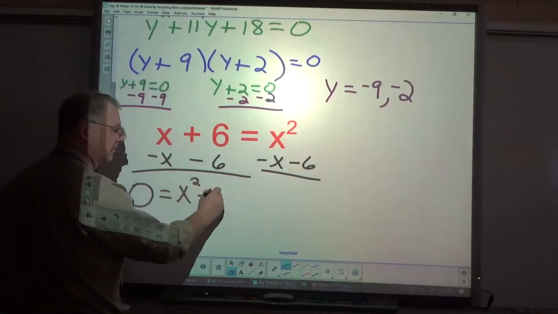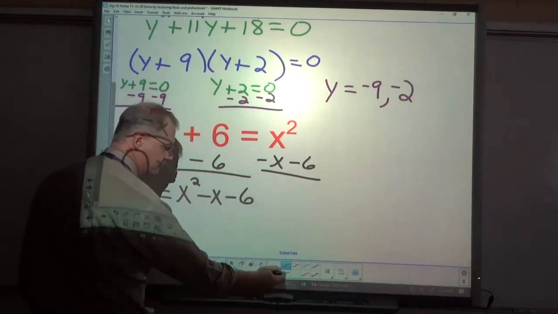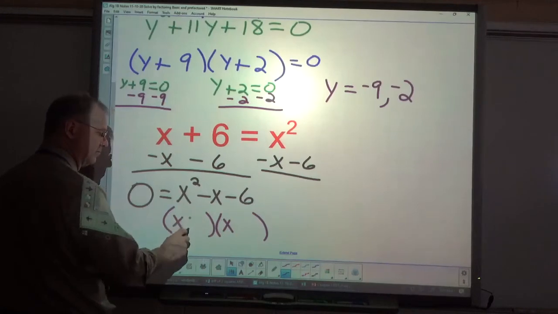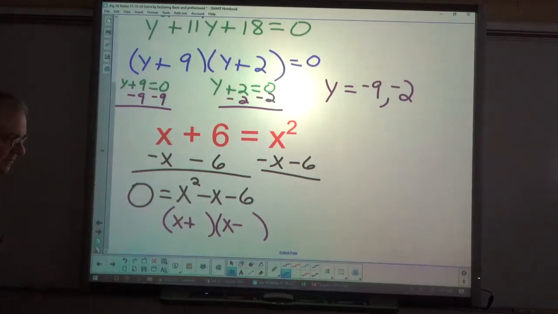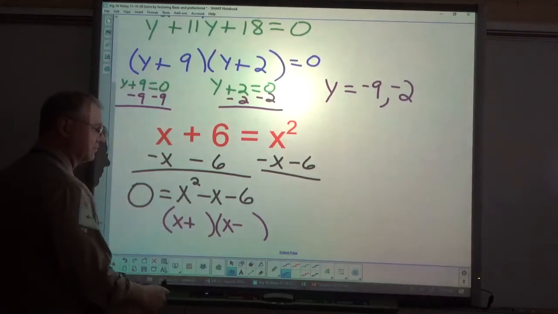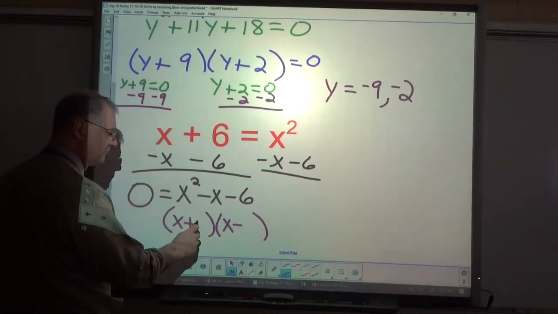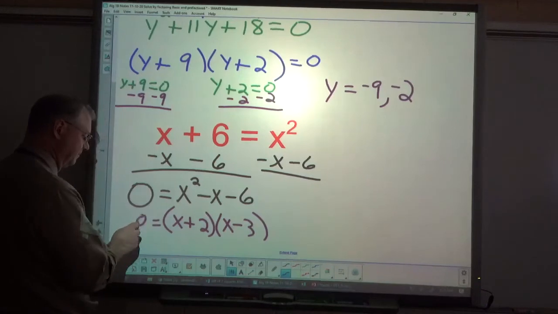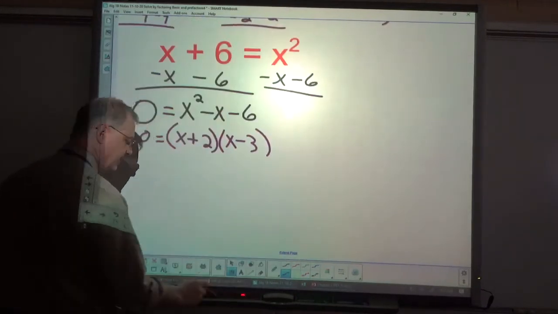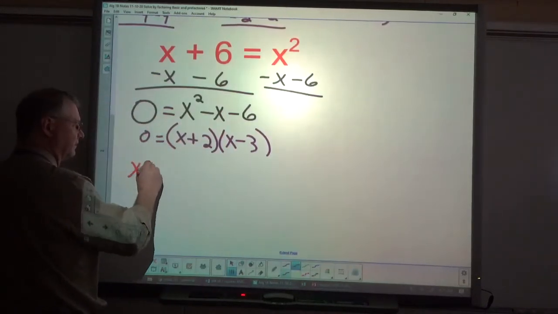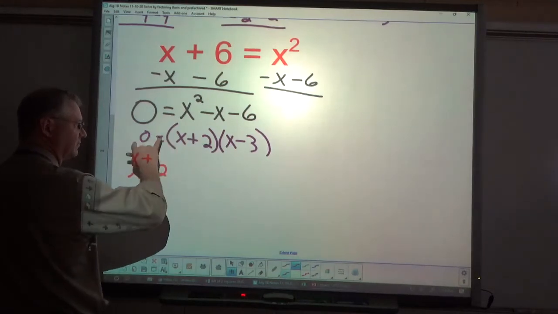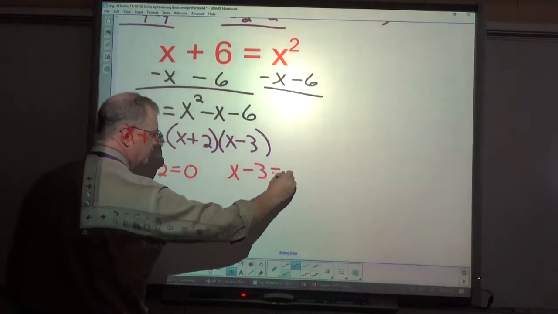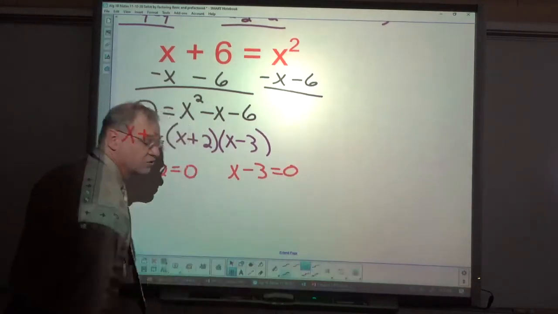X squared minus x minus 6. I want to factor that. A plus and a minus are our two signs. And we're going to keep, let's see, a positive 2 and a -3 is going to do it. Now when I set it equal to 0, it doesn't really matter which side of the equal sign the 0 is on. So put it on whichever side makes you comfortable.